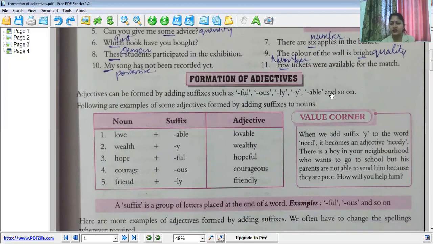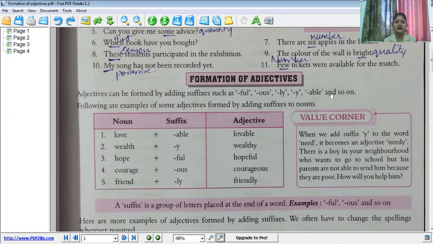See the value corner which is given. We add suffix y to the word need. It becomes an adjective, needy. There is a boy in your neighborhood who wants to go to school, but his parents are not able to send him because they are poor. How will you help him? Forget the value corner there. Now, what is very important when you have need as a noun? So what you will do? You will make it into an adjective by adding y, needy.